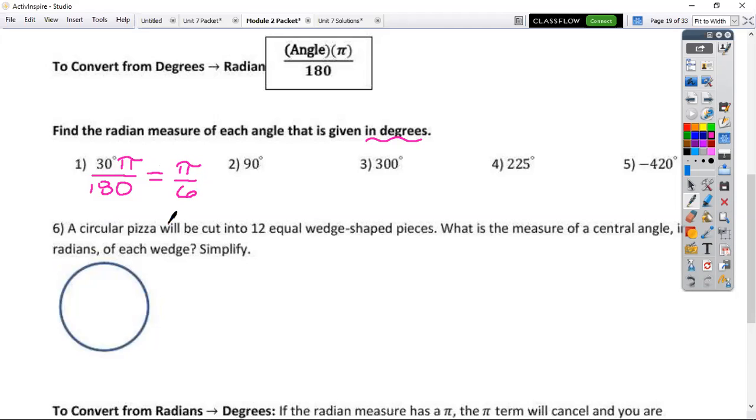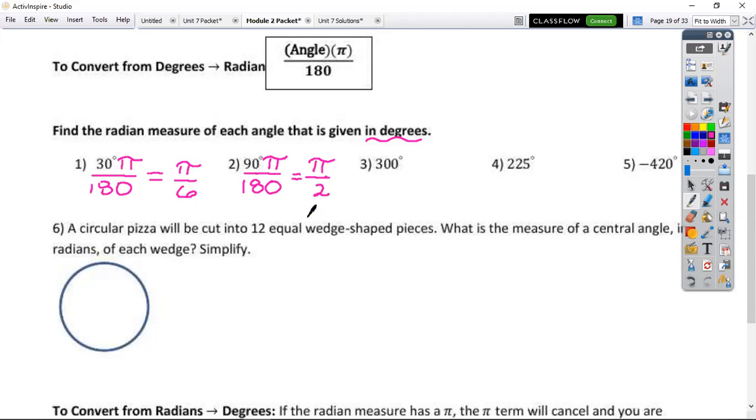All right, on to the next. 90 degrees, I'm going to do the same exact thing. So I'm going to multiply this by pi over 180. So you don't have to ever memorize this because it's on the formula sheet for you when you go to take your regents. All right, what does this one convert to, guys? Excellent, pi over 2. Keep going.